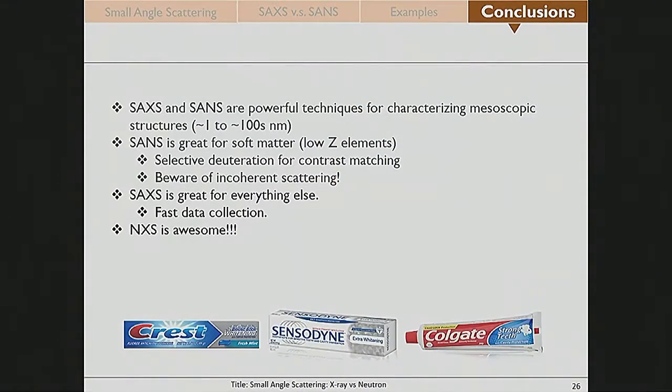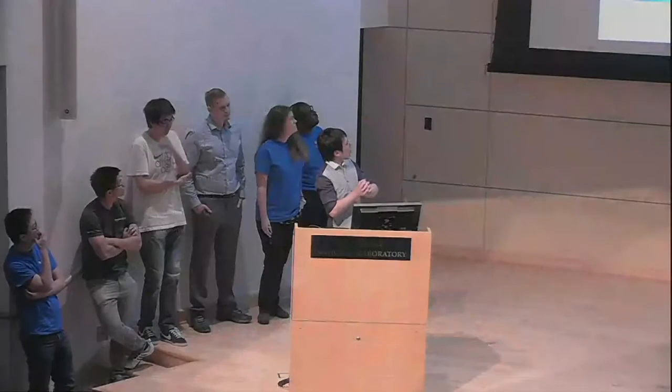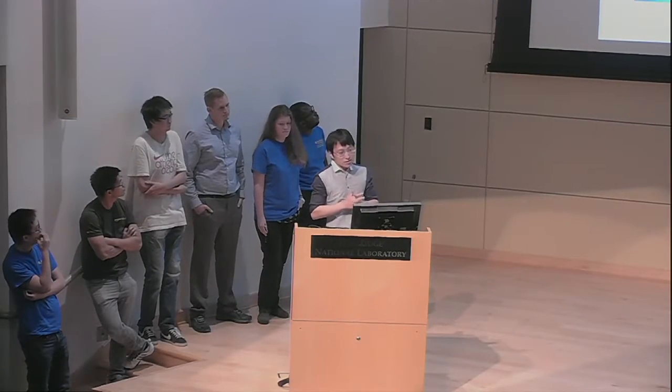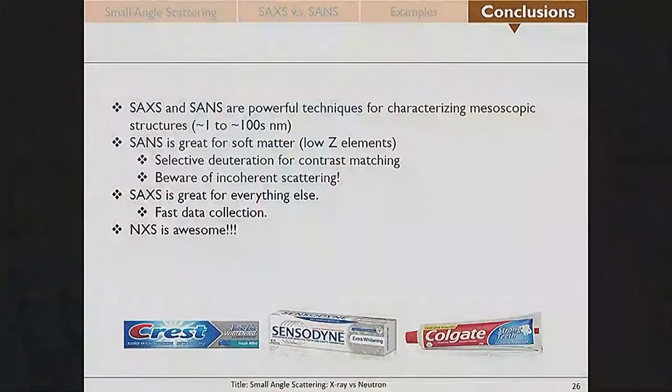Finally, we get to the conclusion part, and we have to say SAXS and SANS are powerful techniques for characterizing mesoscopic structures, typically 1 to 100 nanometers. SANS is great for soft matter, such as low Z elements. And SAXS is great for everything else. And the collection is very fast.